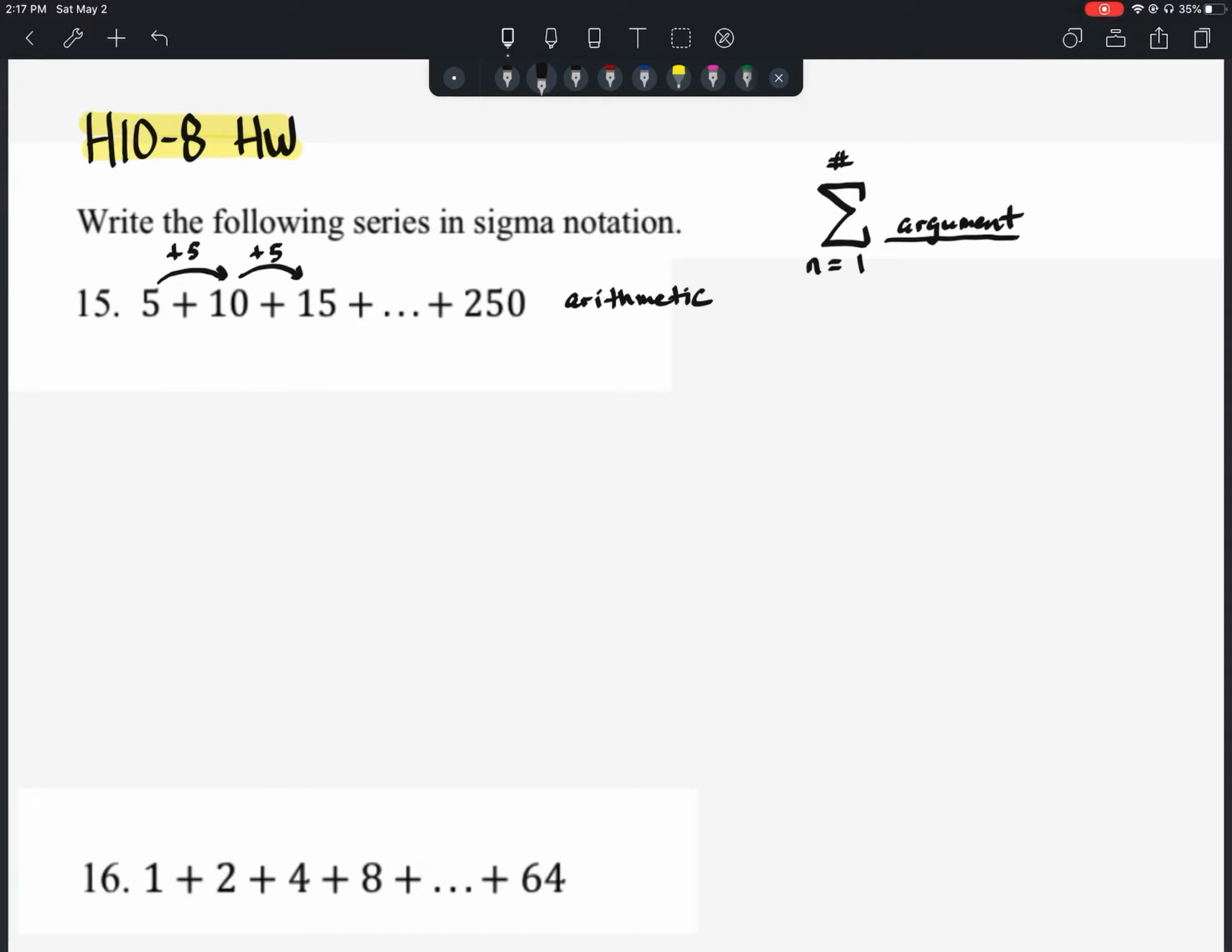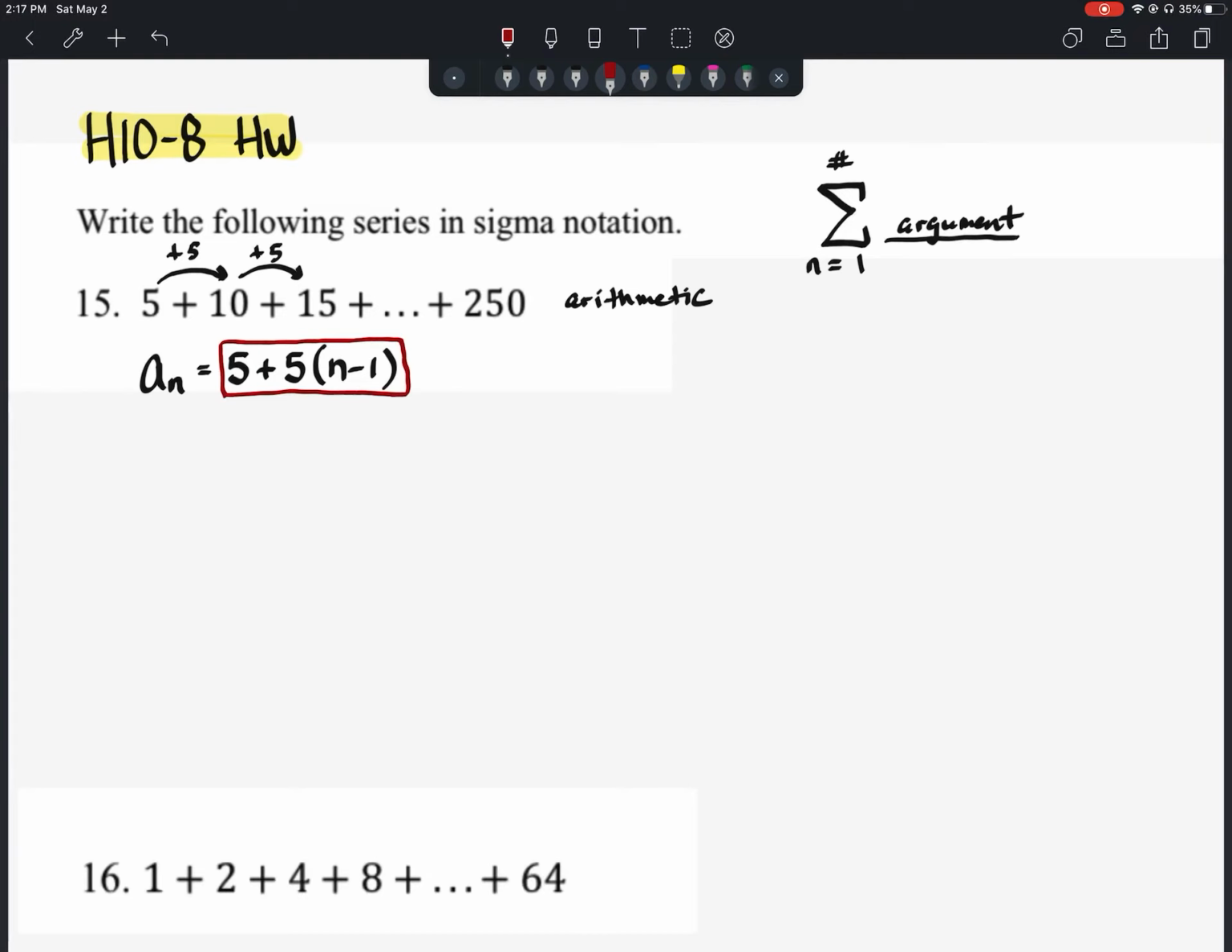So let's use our a sub n equation to come up with the argument. Okay, so we're going to take our first term, 5, plus, our common difference is 5 times the quantity of n minus 1. Now, this right here could be your argument if you want to use that.